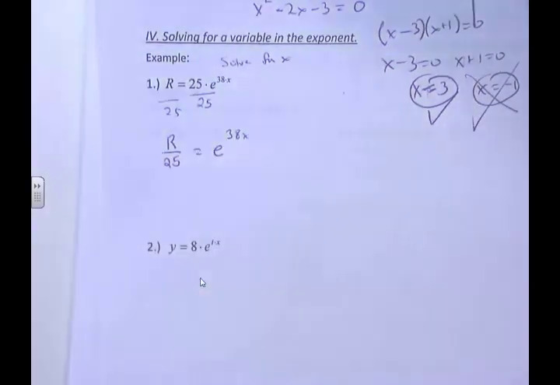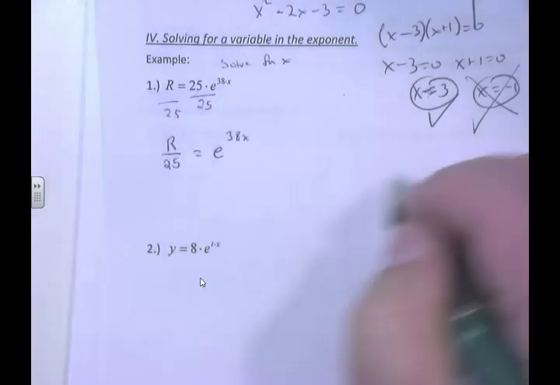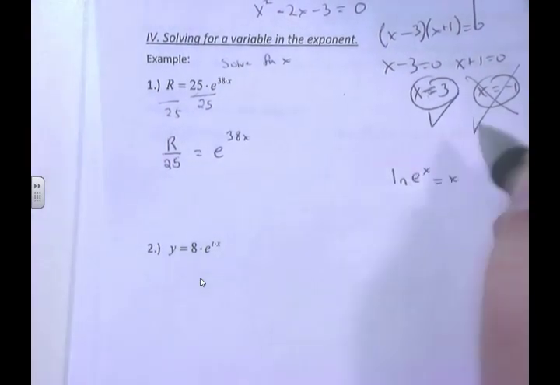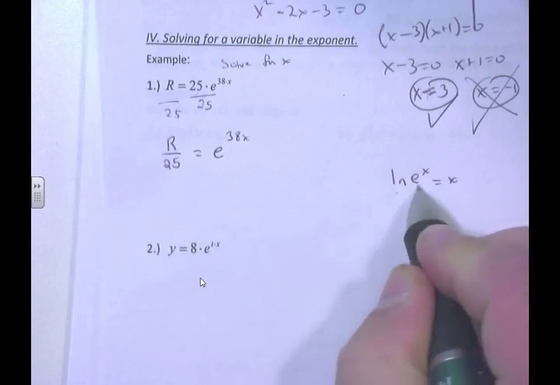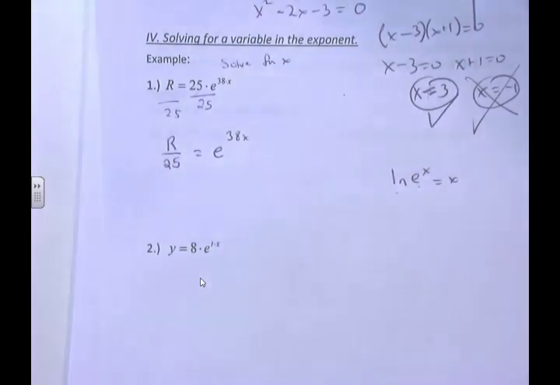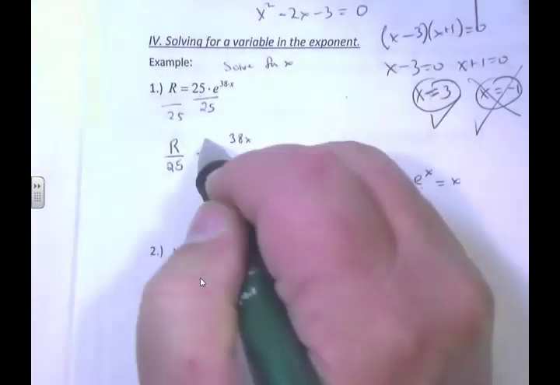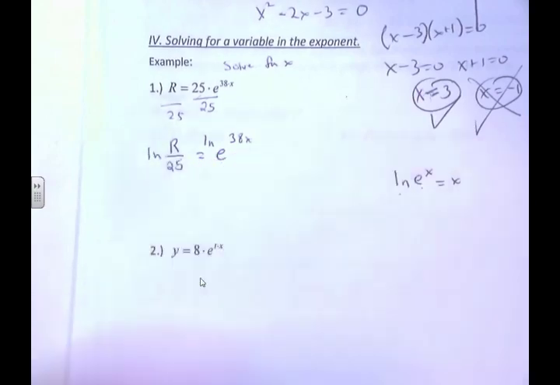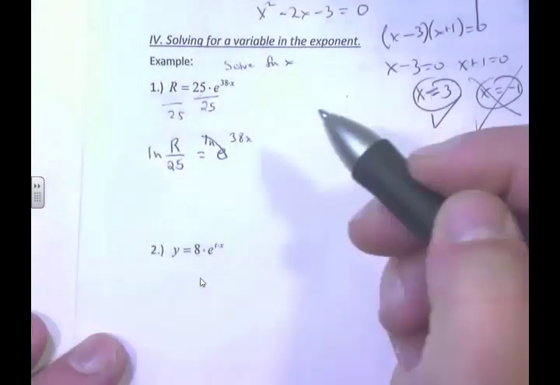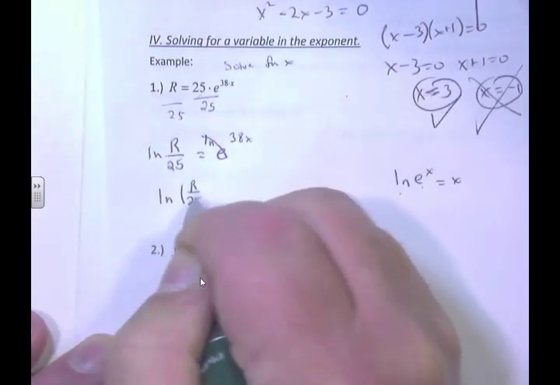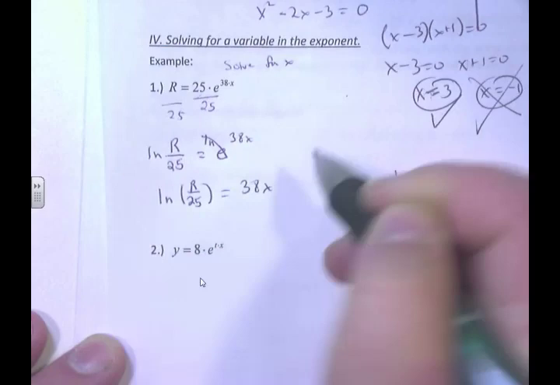Get the e by himself, because the property that you're going to use is this: the natural log of e to the x is x. The natural log has to be right beside the e to the x, so they're inverses and can cancel, so you get x out of it. So you've got to get the e by himself. Now, once I've got the e by himself, I'm going to take the natural log of both sides. Perfectly legal. What I do to one side, I do to the other. And the natural log and the e cancel, leaving me with the natural log of r over 25 equals 38x.